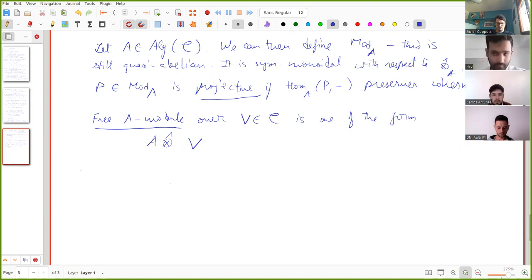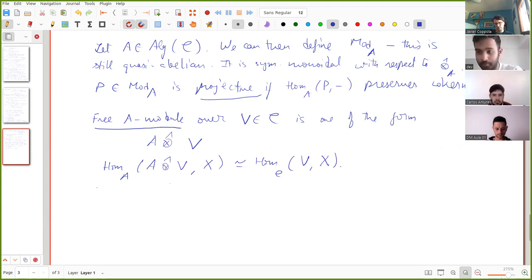And to convince yourself that these really are free modules, what you need to check is that it satisfies the universal property. That is, if you take maps out of this into some X, then this is the same thing as maps from V to X, which is exactly the usual notion of free modules if you work, say, over the category of modules. You have the free forgetful adjunction, in other words.